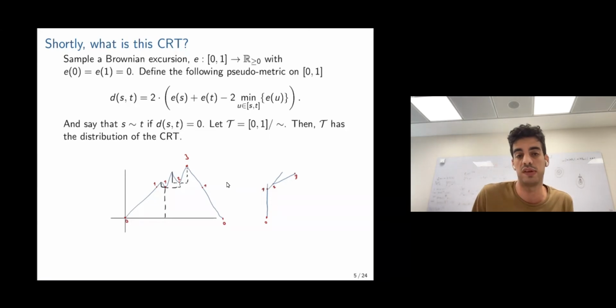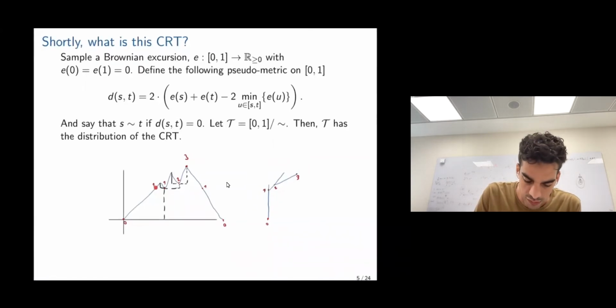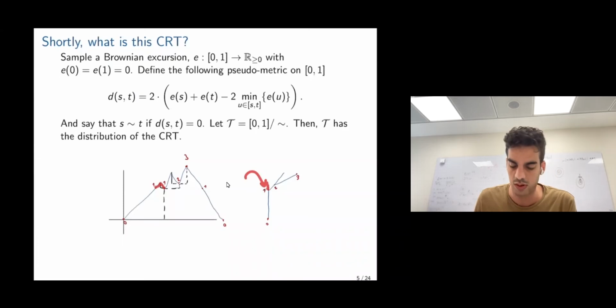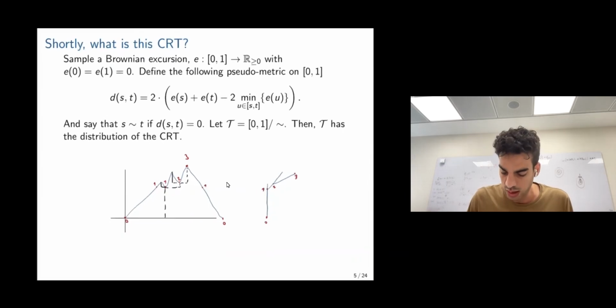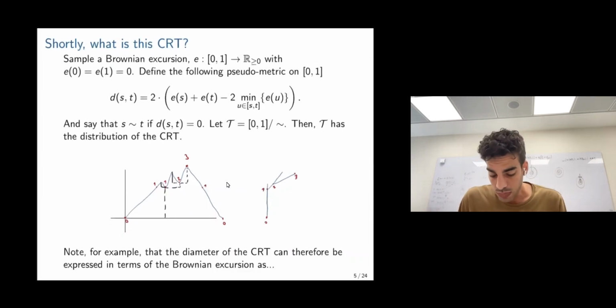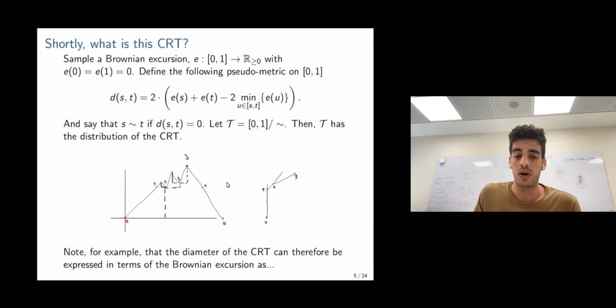It has the distribution of the CRT. After doing it, we get a tree. So you can see we identify this whole part with this part, which becomes this part on the right-hand side. So every such excursion defines a tree, and this is our nice object. And what's nice about this relation is that now we can calculate some properties of this limiting object, the CRT, in terms of the Brownian excursion.